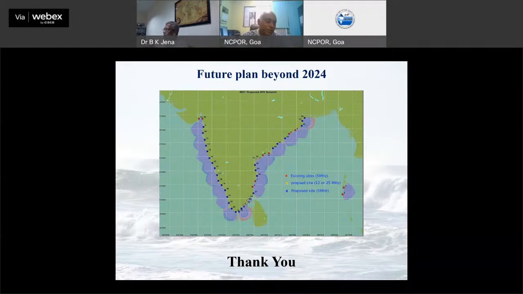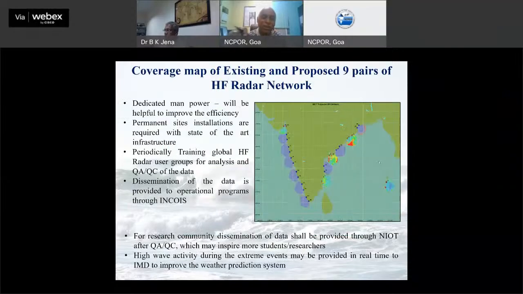Okay, that is very good. And in one of the slides, I think in this slide or the previous one, you were showing the proposed network of HFDRs that can come in the future. So is there any plan to have any HFDR on the West Bengal coast, especially in the Sundarban region? Yeah, one is there, you'll see here. Okay, so this can cover the Sundarbans area also. Yeah, it is covering Sandheads and Sagar Island area. Okay, that is very good.